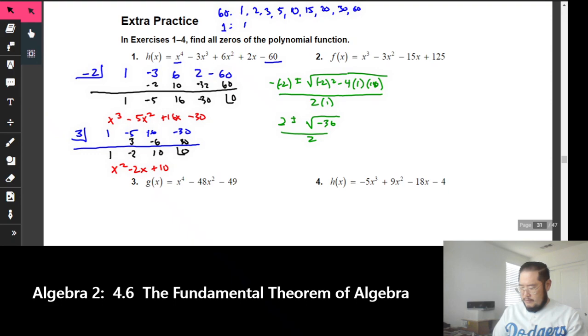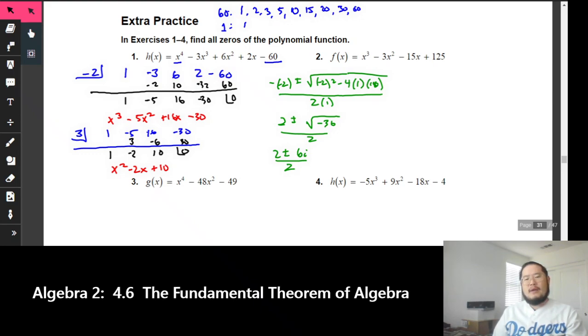So let's go ahead and simplify this. Remember, we learned about how we cannot have a negative inside of our radical. So we can go ahead and simplify that, and we now end up with 2 plus or minus, and then we got ourselves an imaginary number. So we got 6i.